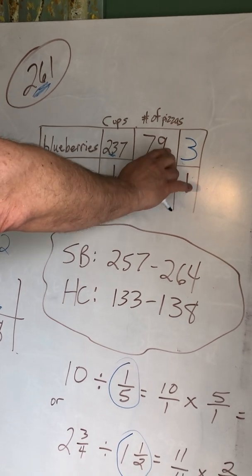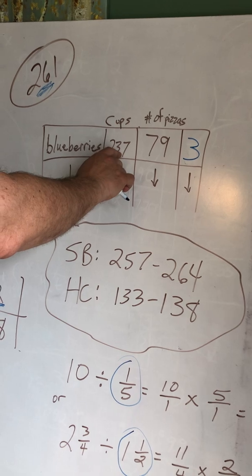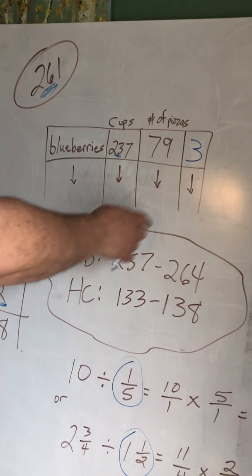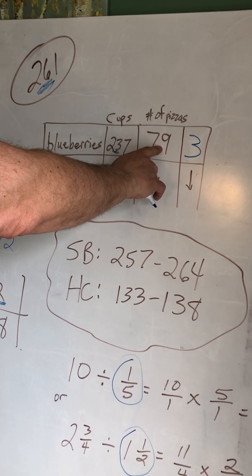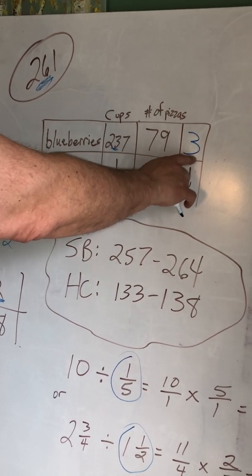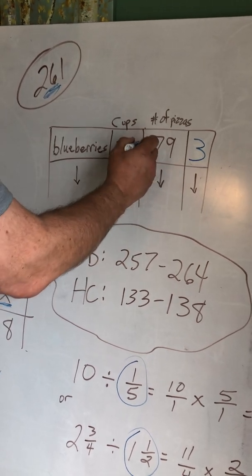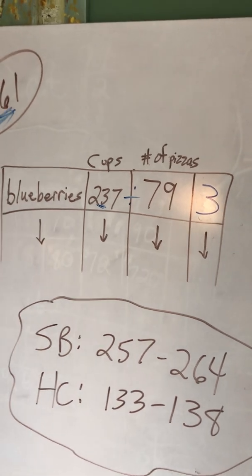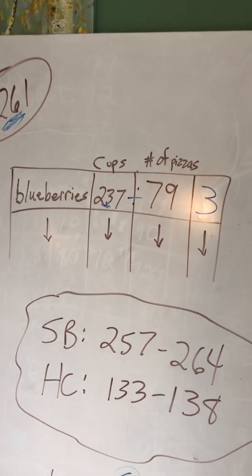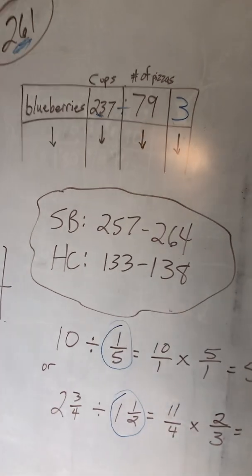So as you go through, 237 cups of blueberries gives you 79 pizzas. How many cups of blueberries per pizza? So you divide all the way down, and you're going to see different variations of that all the way down, okay? But it's just division, okay?